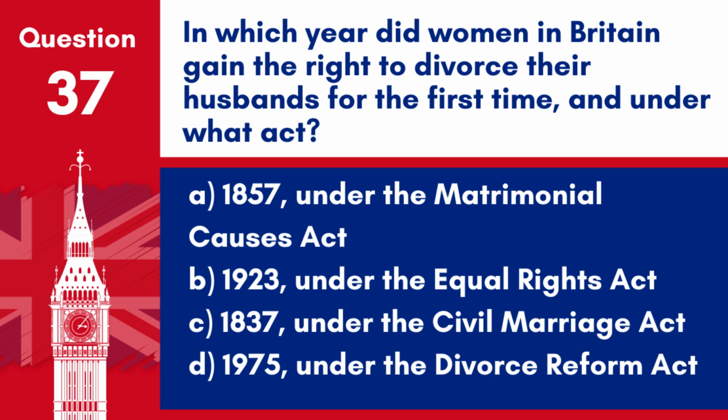Question 37. In which year did women in Britain gain the right to divorce their husbands for the first time, and under what Act? A. 1857, under the Matrimonial Causes Act. B. 1923, under the Equal Rights Act. C. 1837, under the Civil Marriage Act. D. 1975, under the Divorce Reform Act. Answer A. 1857, under the Matrimonial Causes Act. The Matrimonial Causes Act of 1857 was the first law to allow women in Britain the right to divorce their husbands.